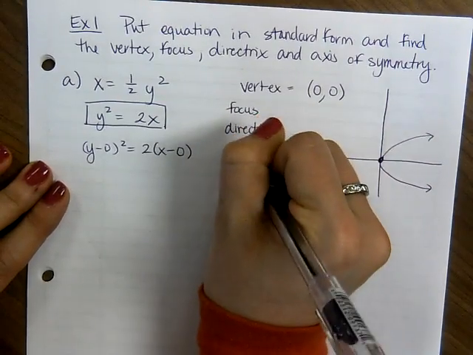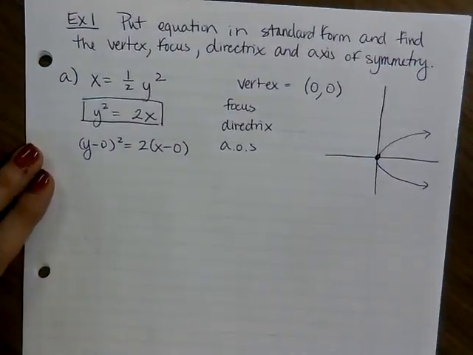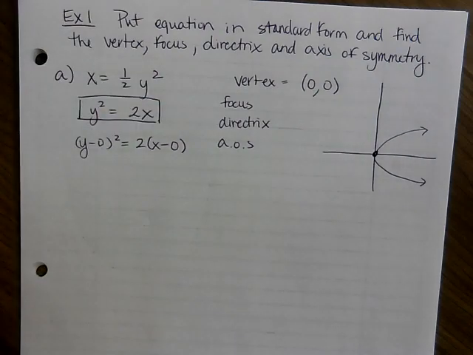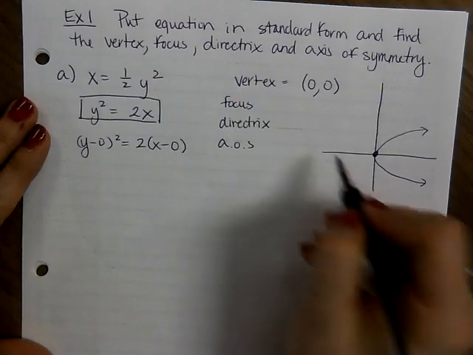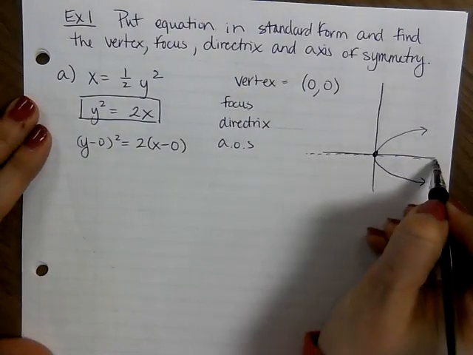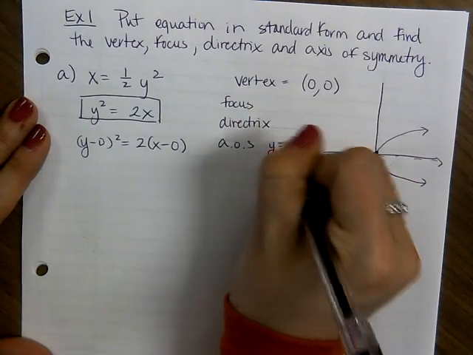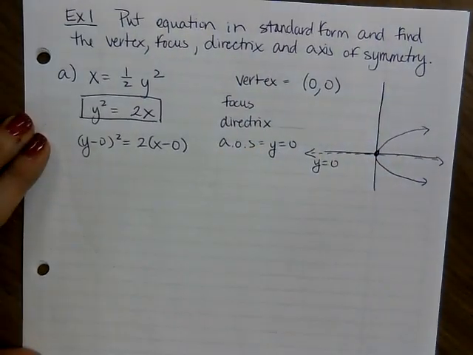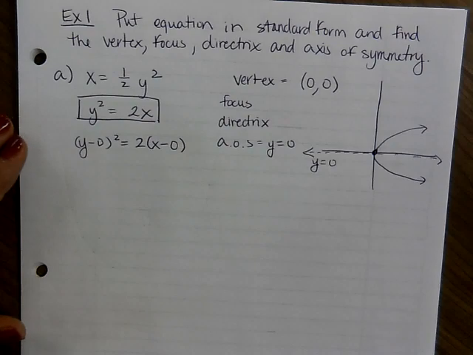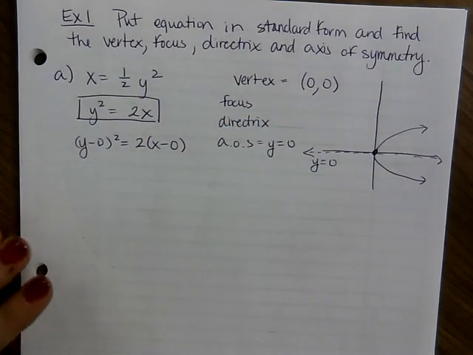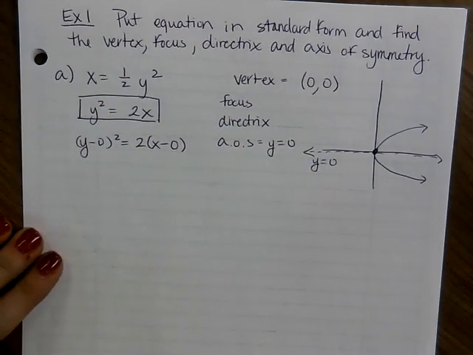Now the axis of symmetry I can find right now. It's got to be the halfway point that the parabola folds over on itself. It's got to go through the vertex. So where is it? Careful, it's horizontal. Any horizontal line is y equals, so it's y equals 0. When you write the axis of symmetry, it's an equation of a line, so make sure you write it as an equation of a line: y equals or x equals.